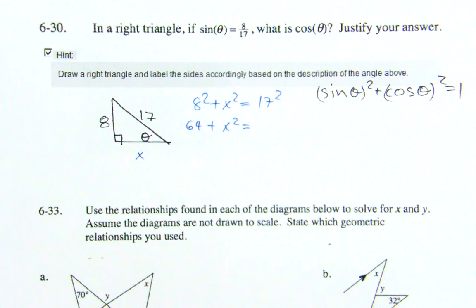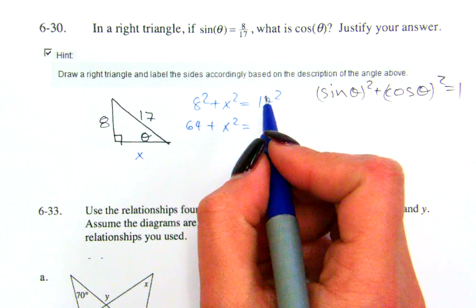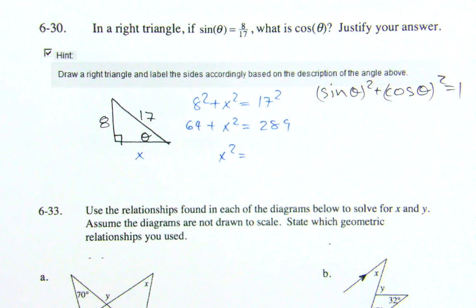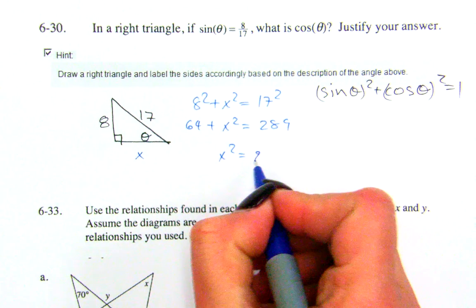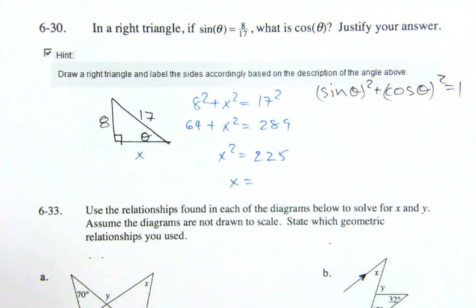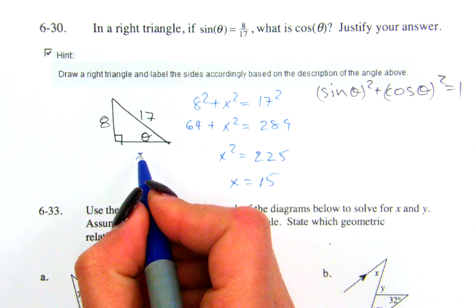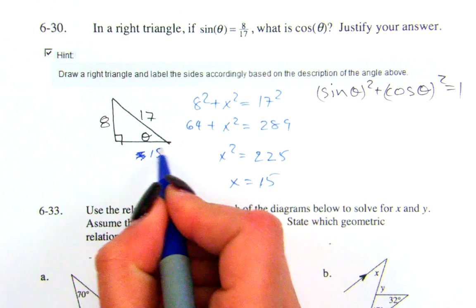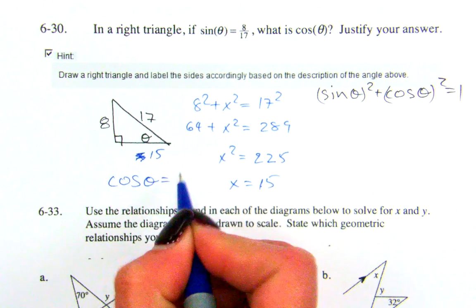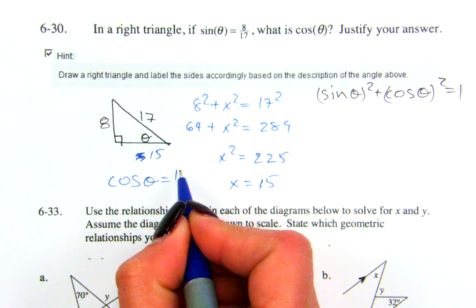8 squared is 64, plus x squared is whatever 17 squared is, 289. So then x squared is going to be equal to 289 minus 64, and we get 225. So x is going to be equal to the square root of 225, which is actually 15. So that's 15. So then cosine of theta is 15 over 17.